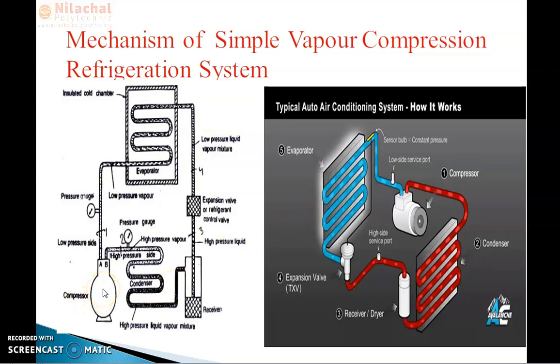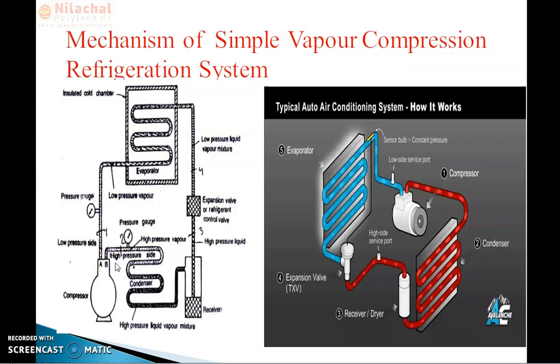In the compressor, the process name is isentropic compression. On the suction side, low pressure and temperature vapor refrigerant from the evaporator is drawn into the compressor through the inlet or suction valve A, where it is compressed to high pressure and temperature.